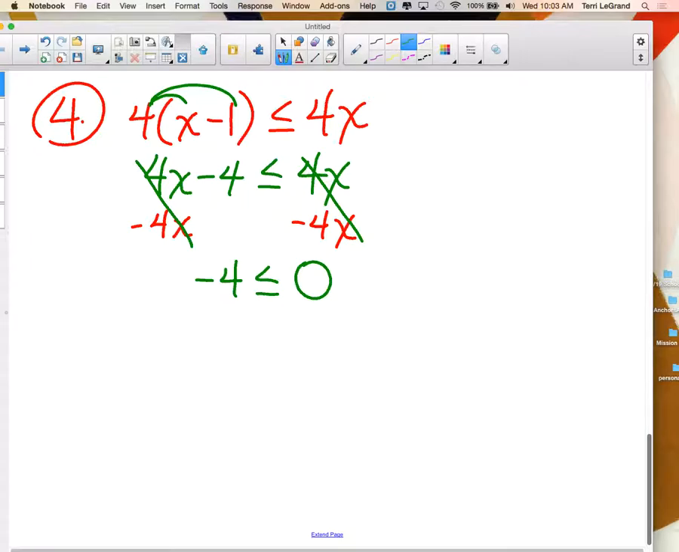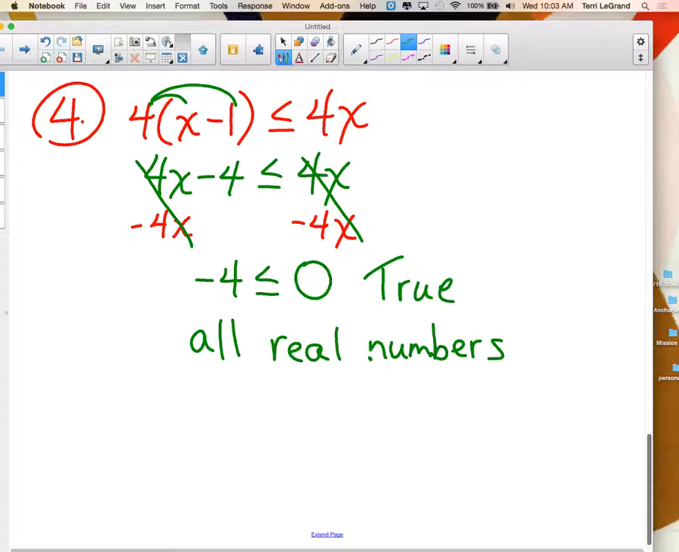Either it's no solution or all real numbers. Okay? So we have to check to see if this is a true statement or a false statement. True or false? True. This is true. Negative 4 is less than 0. So we would say this is an all real numbers solution. The fact that we got that statement and it's true, that's not where we stop. We still have to talk about the solution. The solution is all real numbers.